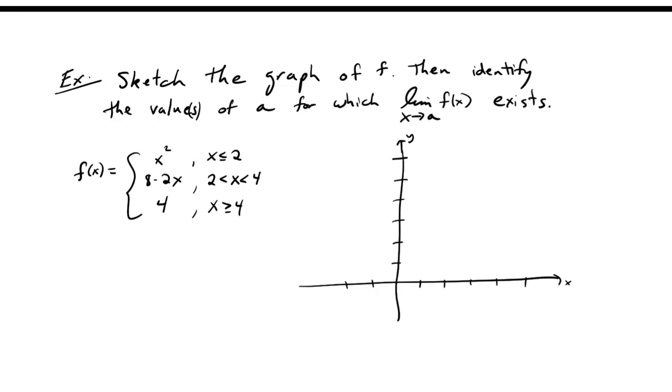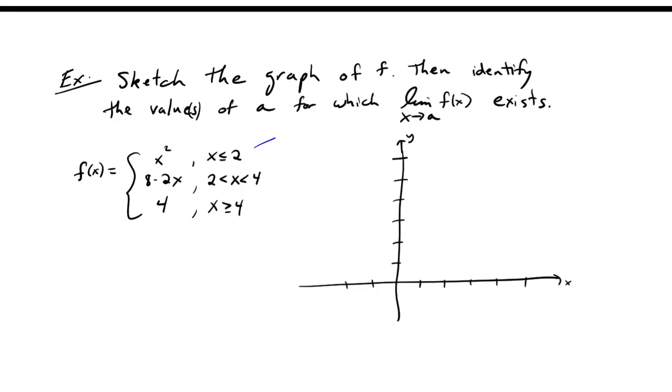So let's take a look at a couple of examples here. Sketch the graph of f, then identify the value or values of a for which the limit as x approaches a of f of x exists. So we're going to try and figure out if there are any values where this limit doesn't exist for this function. We have this piecewise function, so we're going to graph this. Easiest way is just to graph piece by piece.